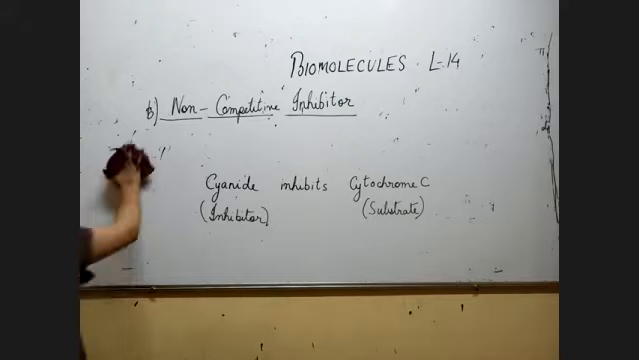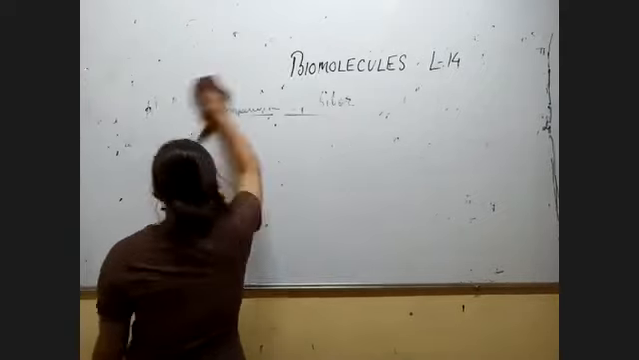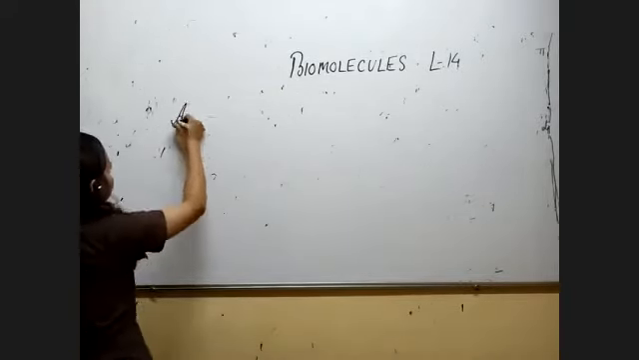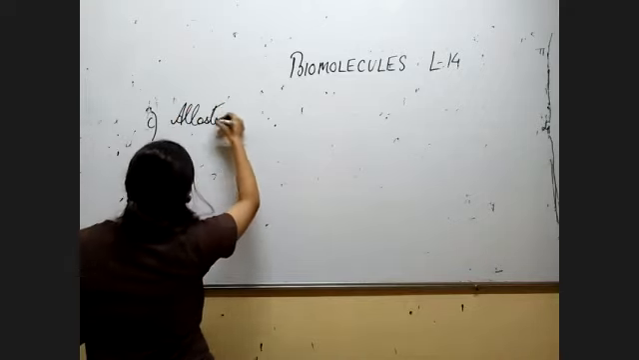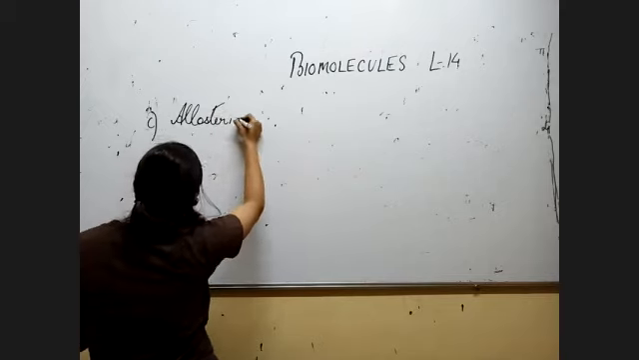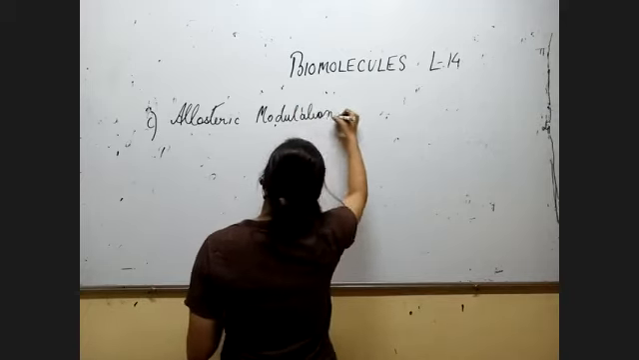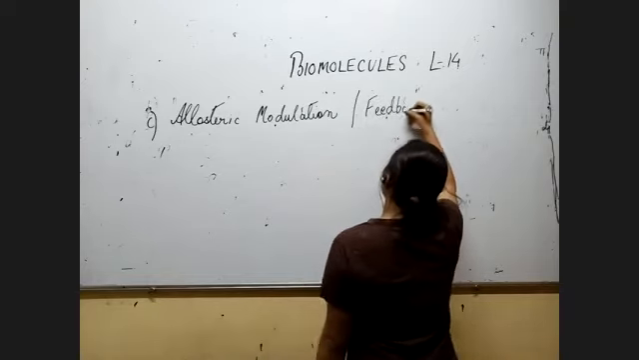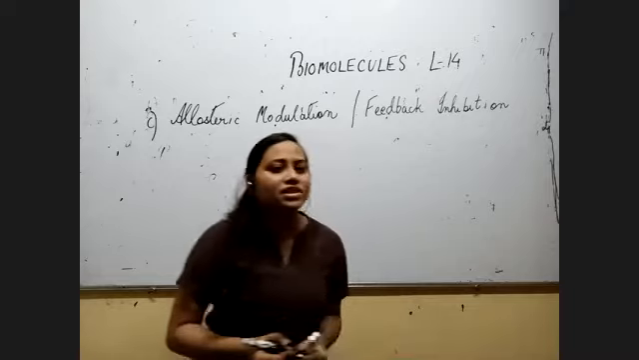The next type of inhibition is allosteric modulation or feedback inhibition. Allosteric is the third type. See, this type of inhibition occurs in a chain of reactions.